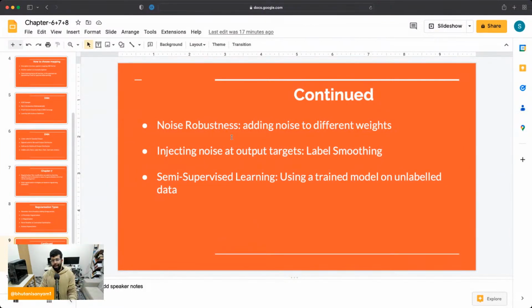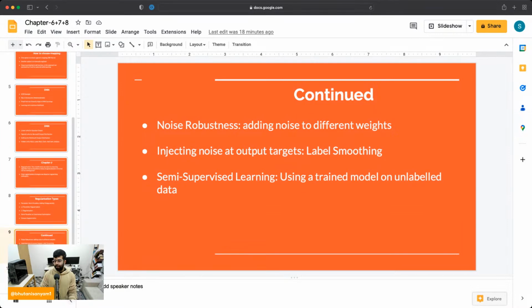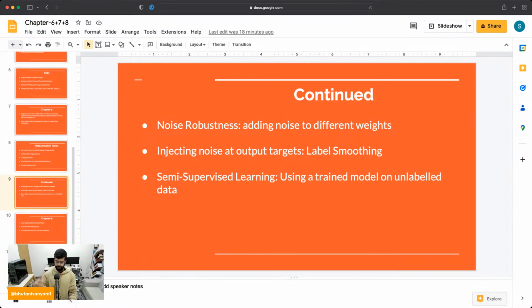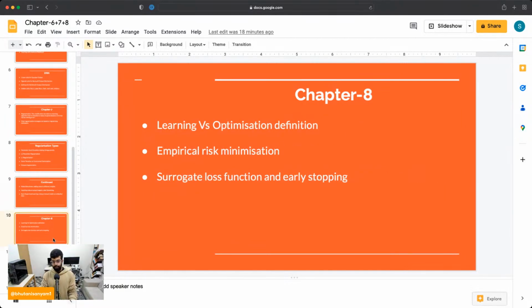They also talk about adding noise to different weights inside the network. So this is noise robustness, or how do you introduce that? They also introduce label smoothing and the mathematical definition of it, which is injecting noise at output targets. Semi-supervised learning is also introduced, which basically is using a trained model on unlabeled data and generating labels through that. That's all for chapter 7 for highlights.